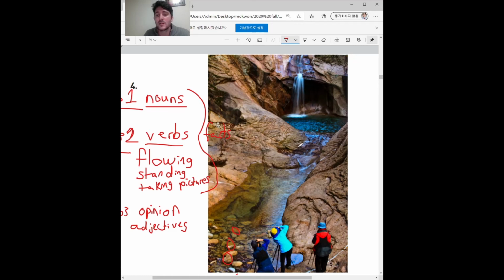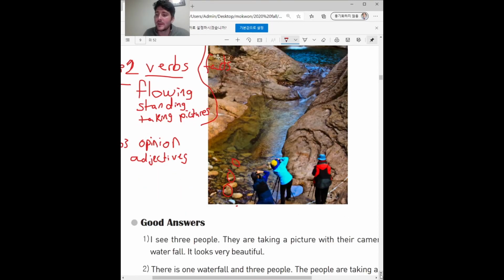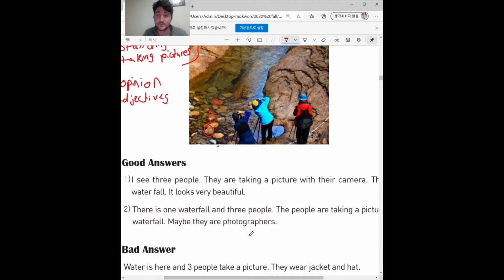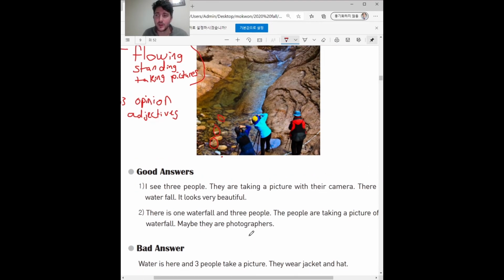So if you can use those descriptive words, adjectives, that will give you a very kind of feeling into the picture. Okay? Let's look at some example answers. I'll read a good answer.